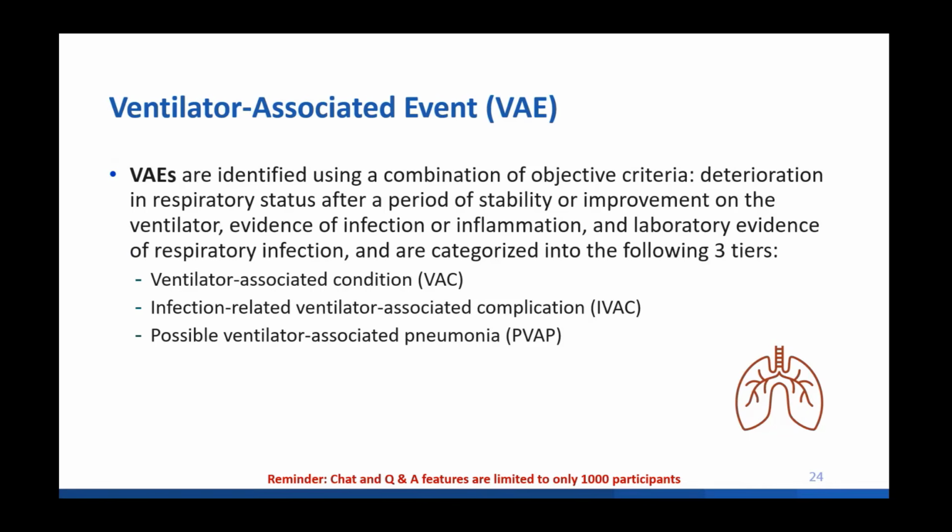VAEs are identified using a combination of objective criteria, including deterioration in respiratory status after a period of stability or improvement on the ventilator, evidence of infection or inflammation, and laboratory evidence of respiratory infection. These are categorized into 3 tiers: ventilator-associated condition, infection-related ventilator-associated complication, and possible ventilator-associated pneumonia.